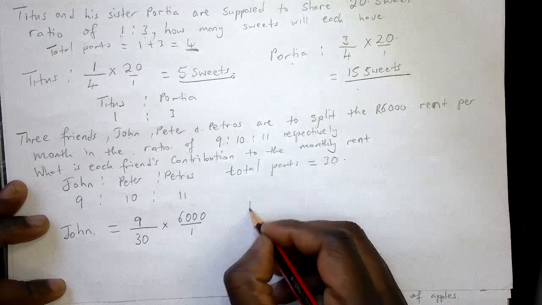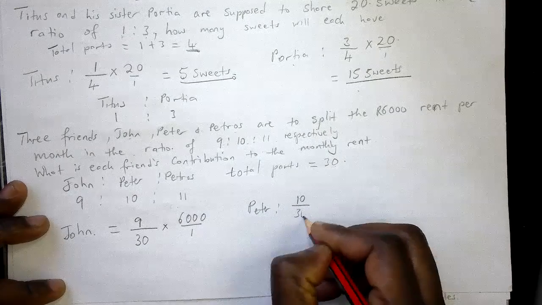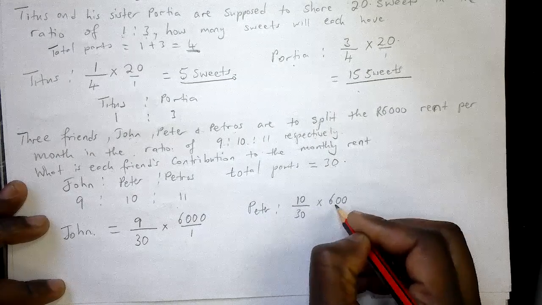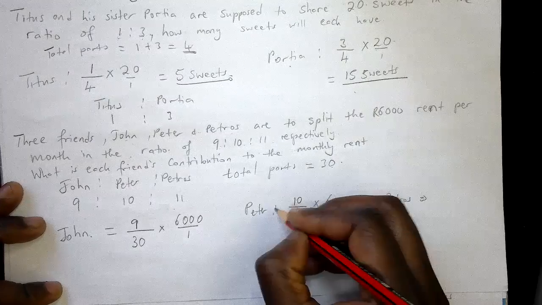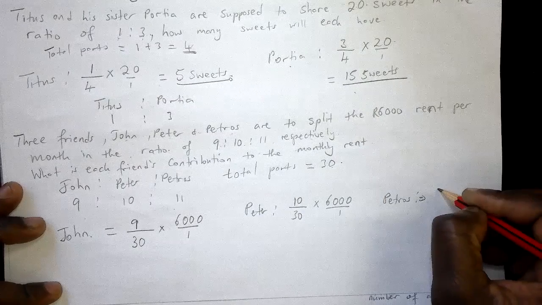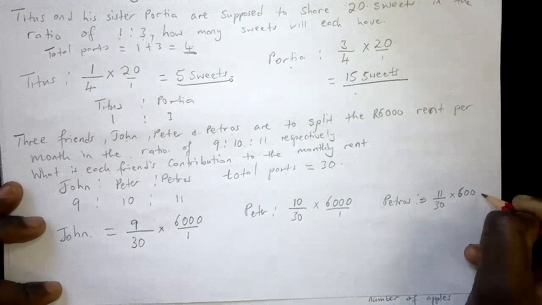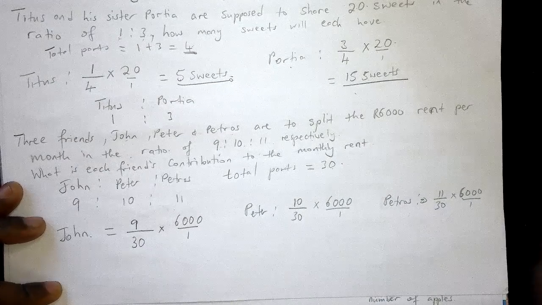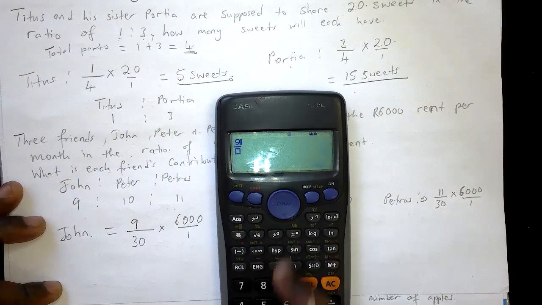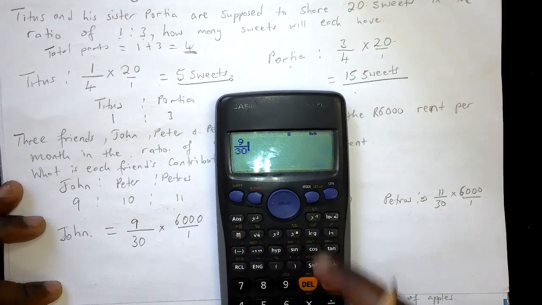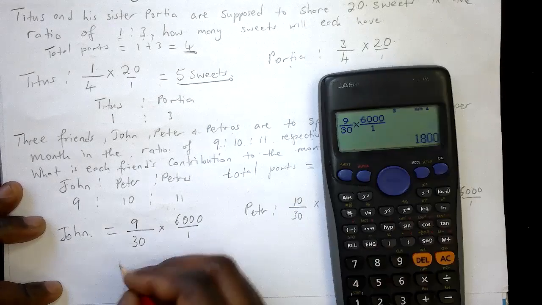Then for Peter, it's going to be 10 over 30 times what? 6,000. Then for Petros, it's going to be 11 over 30 times what? 6,000 over 1. Okay. Now, what do we do now? We come here and start with John. John is 9. Press there. 9 over 30 times 6,000 over 1. Then what do we get? 1,800.